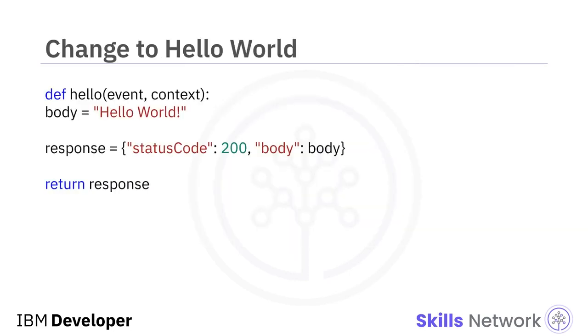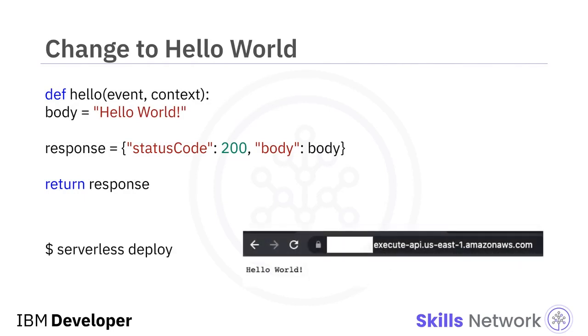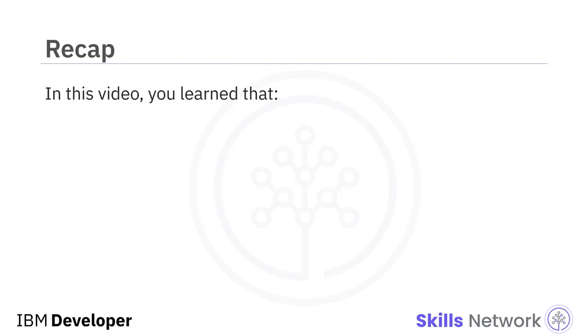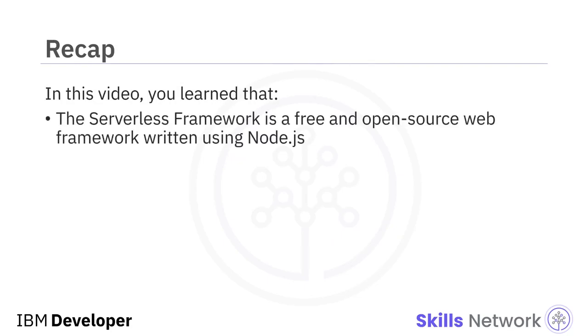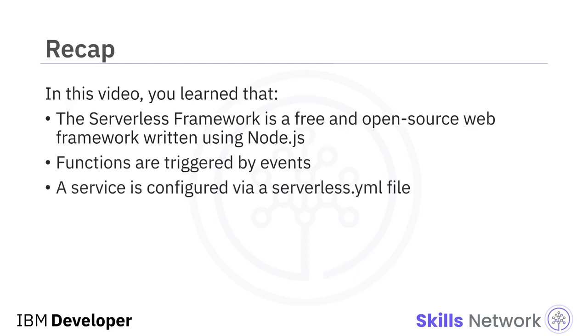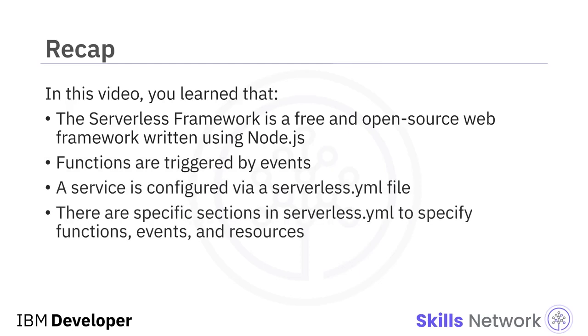You changed the function code to return Hello World on request. Then you can simply redeploy and test again. In this video, you learned that the serverless framework is a free and open source web framework written using Node.js. Functions are triggered by events. A service is configured via a serverless.yaml file, and there are specific sections in serverless.yaml to specify functions, events, and resources.